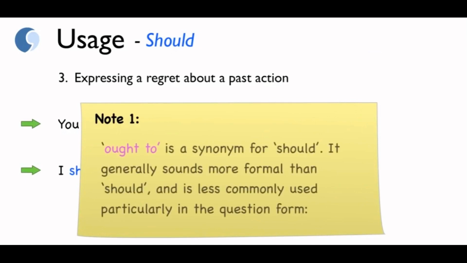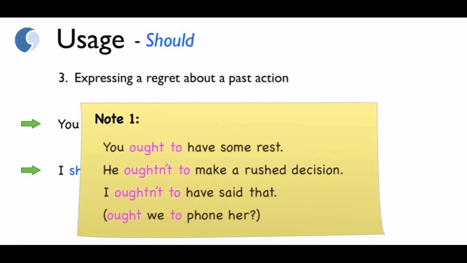Now pay attention to this also. Ought to is synonym for should. It generally sounds more formal than should and is less commonly used, particularly in question form. So you could say, you ought to have some rest. He ought to make a rash decision. He oughtn't to have said that. Or ought we to phone her? But it would be uncommon to say in a question form.